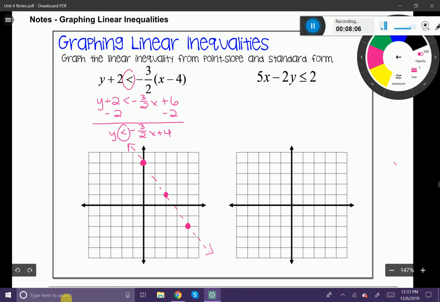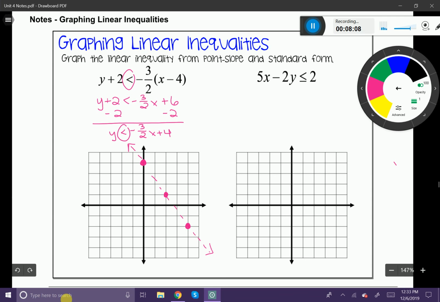Okay, now let's grab our test point. I'm going to do (0, 0) again. So I have 0 is less than negative 3/2 times 0 plus 4. 0 is less than 4. And again, it's a true statement. It's not always going to be true, but this one happens to be true. And therefore, we're going to shade this area over here.